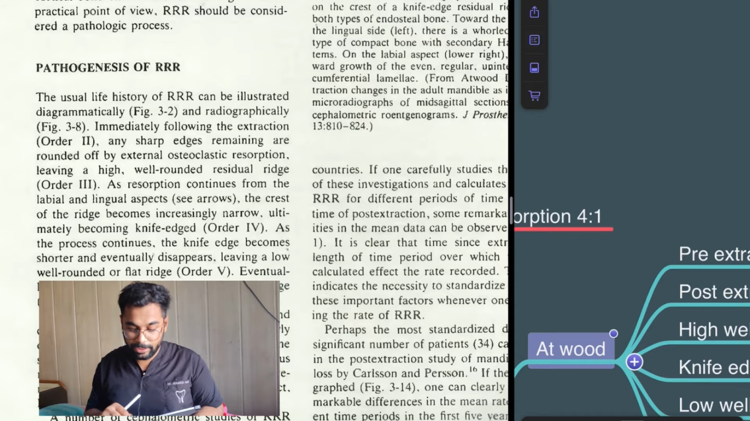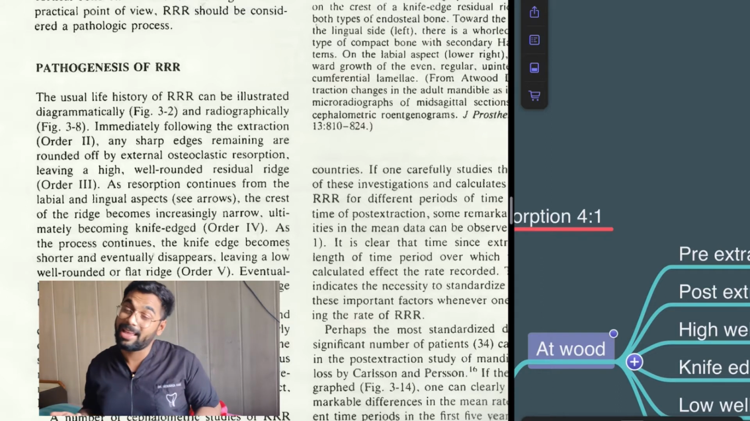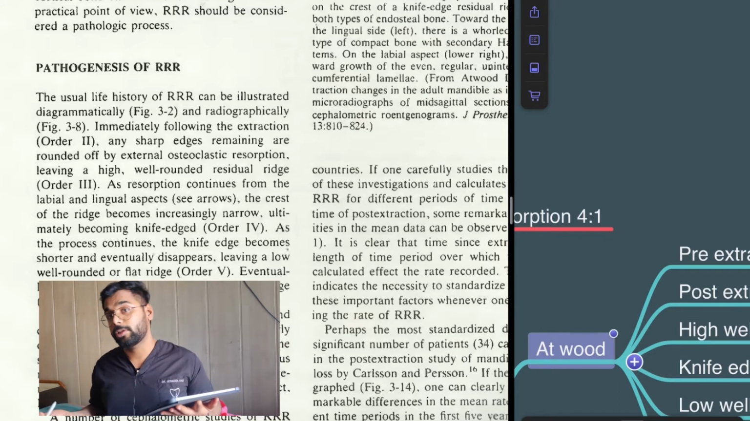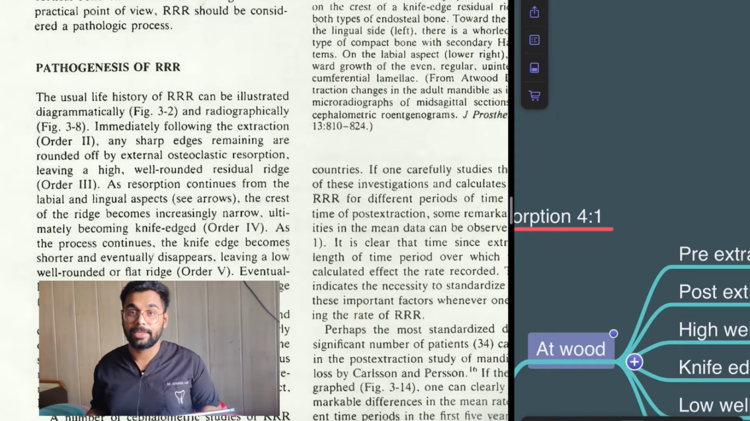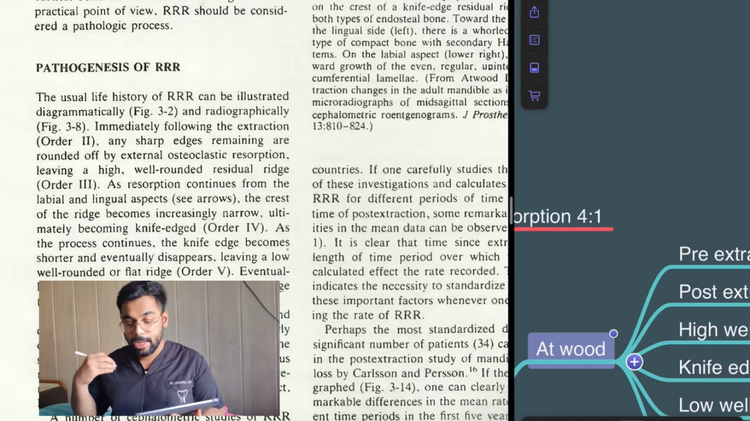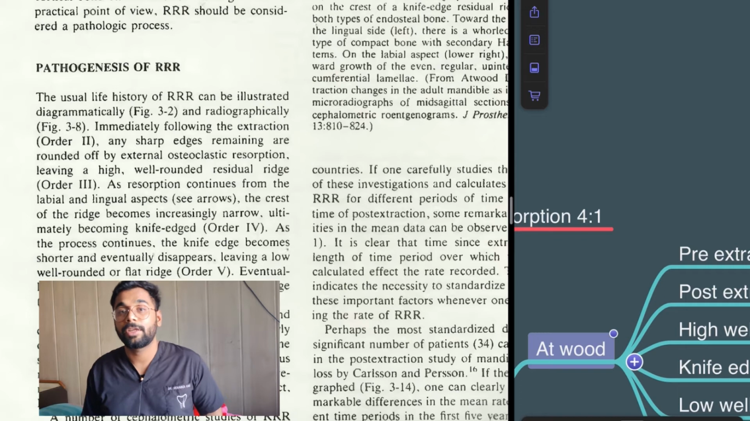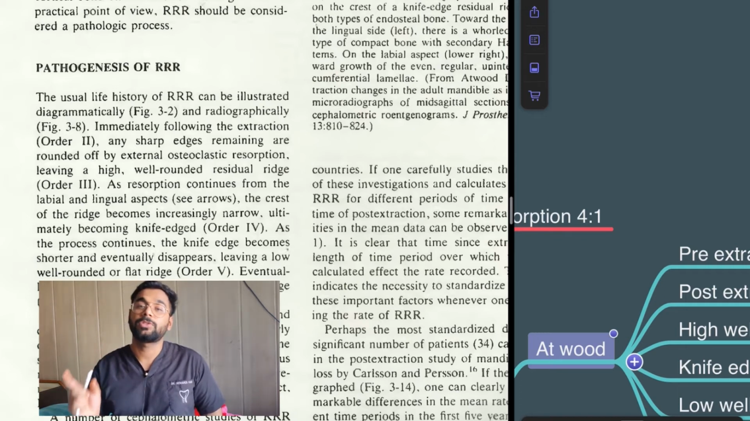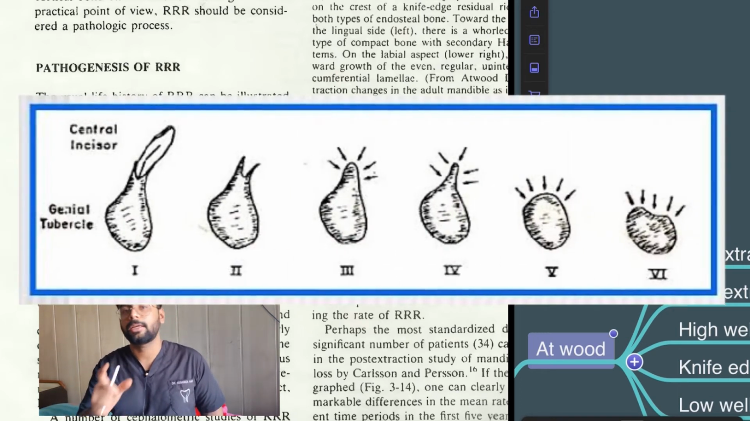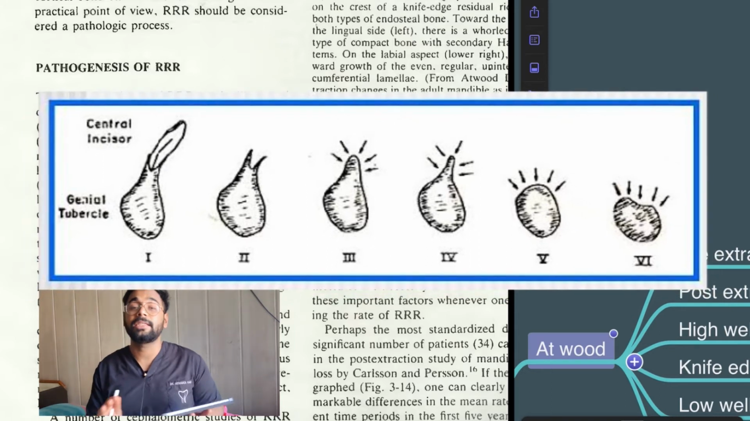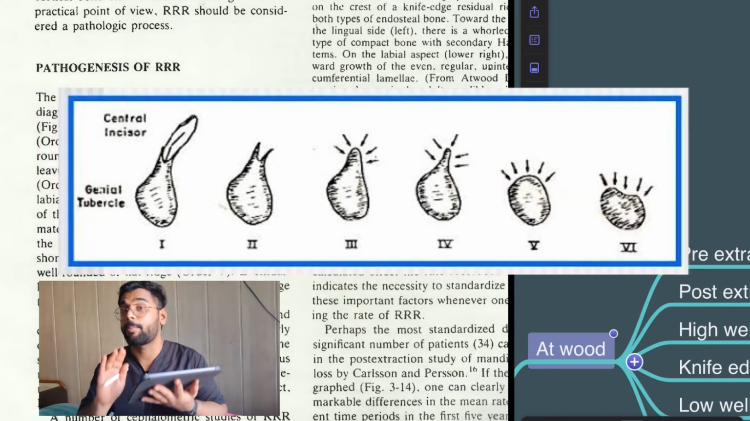Classification, of course, it is very important. And what is classification? Classification in Winkler's, they are mainly focused on Atwood. So we'll go with Atwood's, and what he has given: pre-extraction, post-extraction, high well rounded, knife edge, low well rounded, depressed. I'll read it again, and those who are watching my video will have a picture posted whenever I am saying the classification. And these terms are very self-explanatory, so I'm not going to explain.